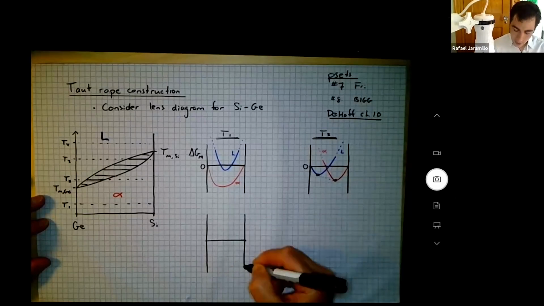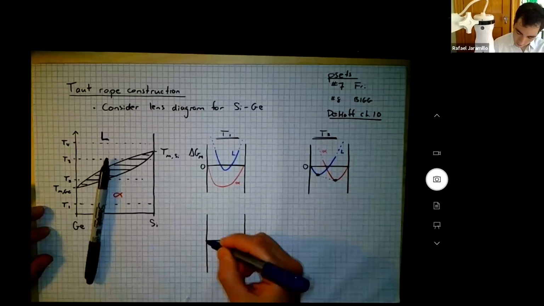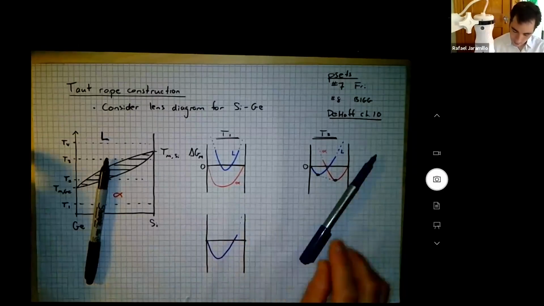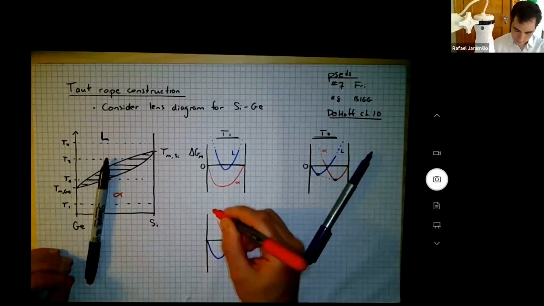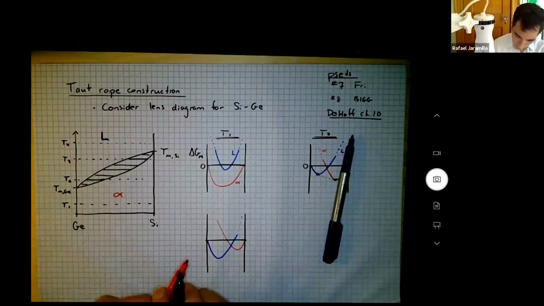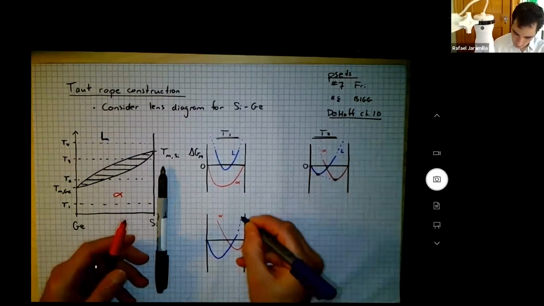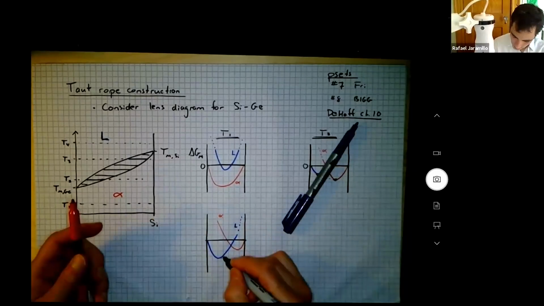T3 is qualitatively similar, but the liquid phase has become more stable over more of the range. The alpha phase has become less stable. So let's see again. Alpha, liquid, common tangent.